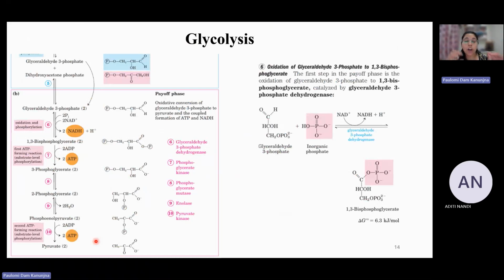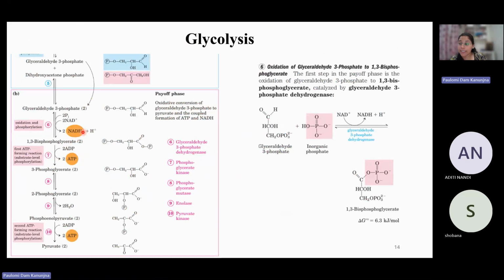So what is briefly happening here is the oxidative conversion of glyceraldehyde 3-phosphate to pyruvate, and then the coupled formation of ATP and NADH. So payoff, because you have used ATP in the first phase and you are now returning it back. Okay, that's why it's payoff. If you remember it that way, it's simpler for you to remember. Okay, now which is the first step in the payoff phase? What is the starting material?